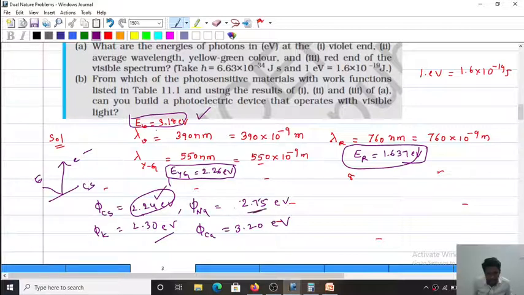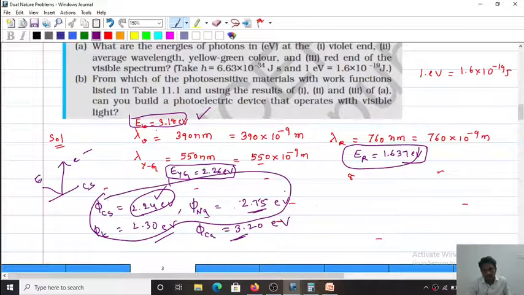This also takes place with sodium, but with calcium, when violet light is incident on calcium, the energy of violet light is just 3.18 electron volts, but the work function of calcium is 3.20. It is not sufficient to remove an electron from the calcium material. So these three are suitable for violet.